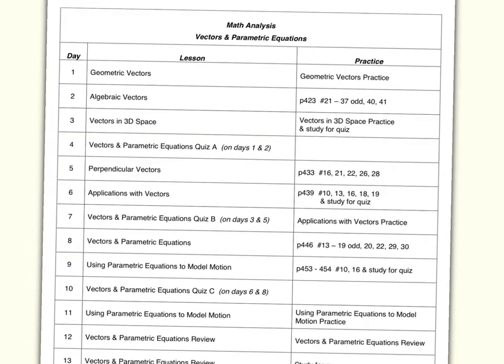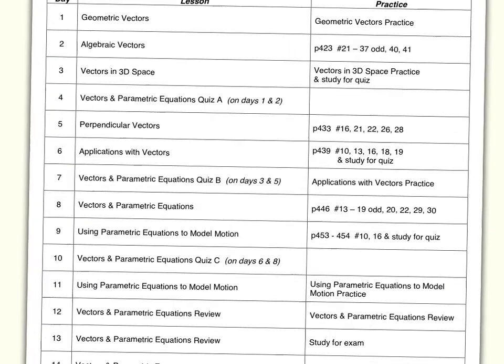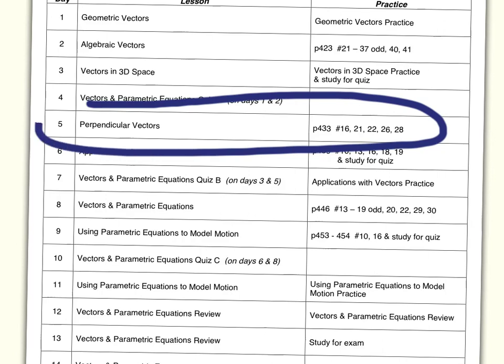We're going to take these concepts we learned today and review them in class tomorrow. Let's see. What do we got going here? Perpendicular vectors. Right there, day 5. No need to ask me what we're working on. Copy that in your notes right now, and you will know to open up to page 433. See you then.